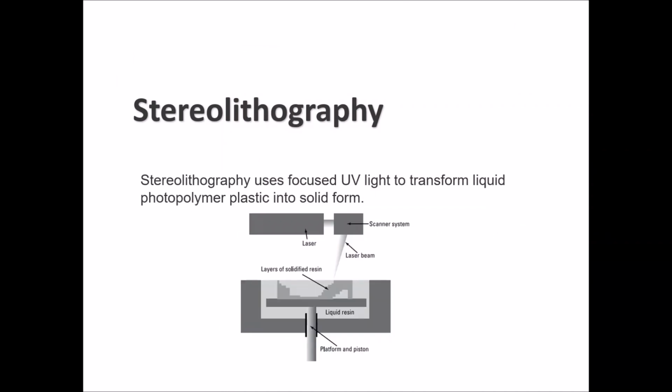The concept of stereolithography is that it uses a focused ultraviolet light that transforms liquid photopolymer plastic into solid. Photopolymer is a polymer that's sensitive to light. When you expose it to light or laser, it will become solid. We can see in this case, same as what we explained previously about stereolithography, you have the laser, you have the scanner system, then the laser beam goes down here, and you have the container which has a liquid resin photopolymer. Then you have the piston which moves the base up and down based on the solidifying process, up to the point where your final product is ready.